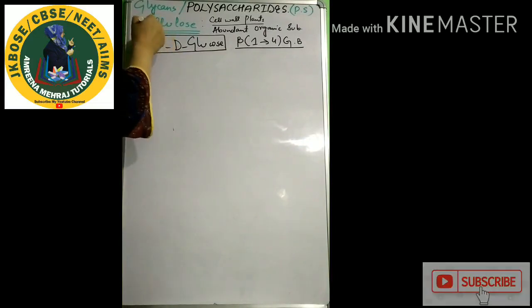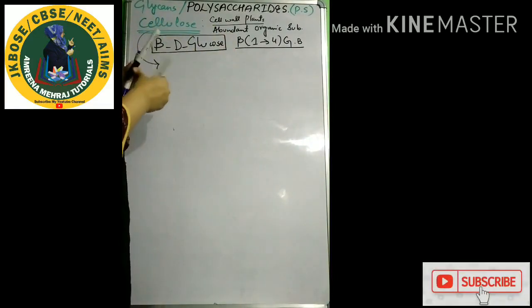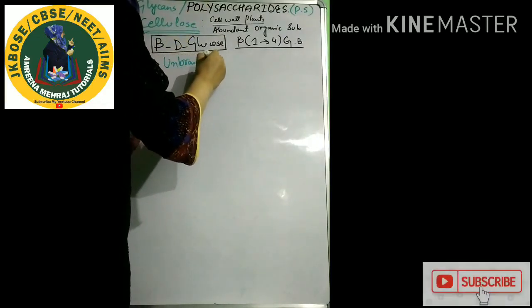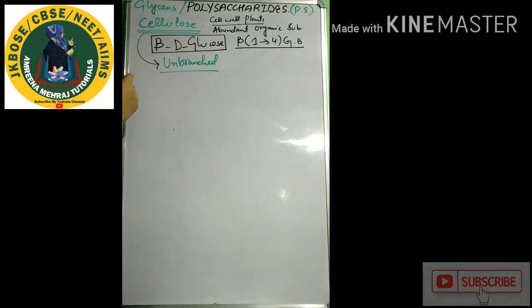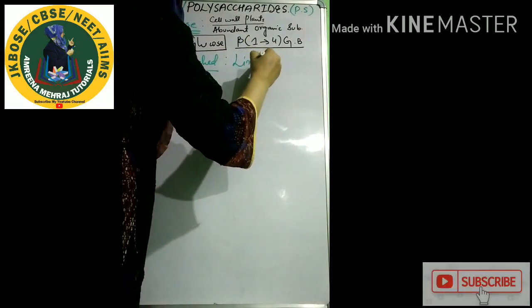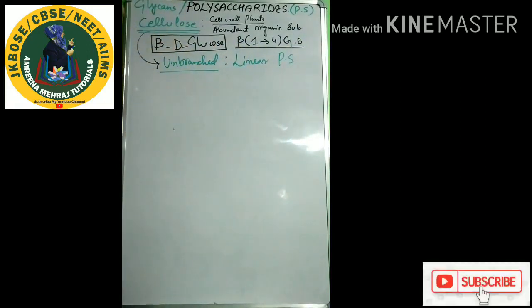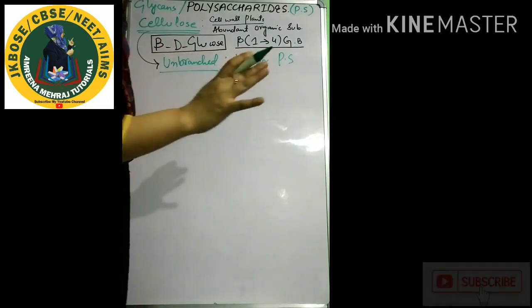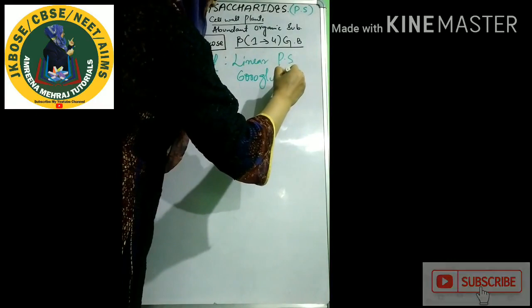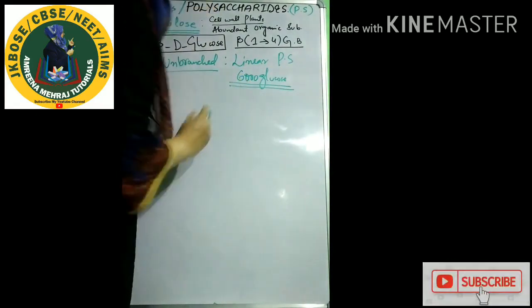So what is the nature of cellulose? Is it branched or unbranched? So cellulose is completely unbranched. You will not find any branch in cellulose. It's unbranched, and you will find it to be linear. A linear polysaccharide, which is made up of around 6,000 glucose residues. So you will find 6,000 glucose molecules present in a cellulose chain.